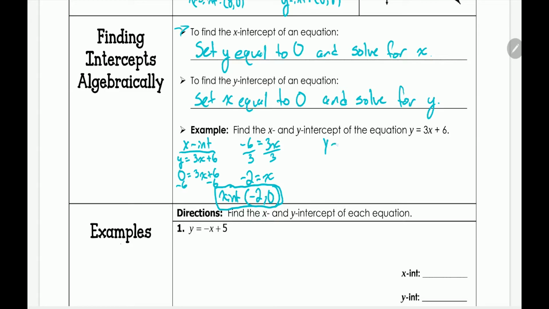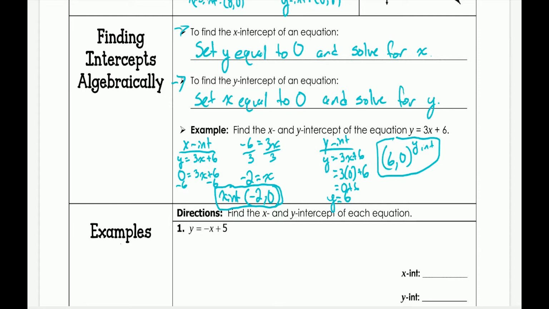Now let's find the y-intercept. So we go up here. To find the y-intercept of an equation, we set x to 0 and we solve for y. So we have y is equal to 3x plus 6. We're going to set x to 0. So we have 3 times 0 plus 6. That's 0 plus 6, which is just 6. So we have that the y-intercept is (0, 6). And that's how we go about finding the x and y intercept.